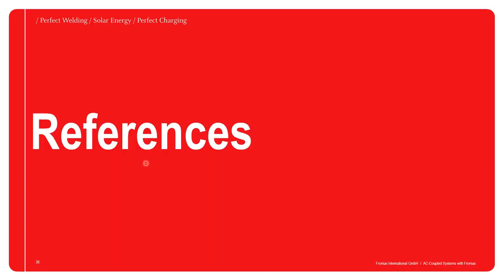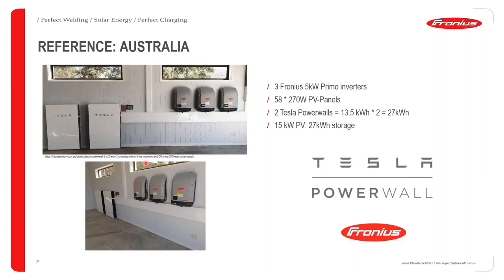Okay, let me show you some references of the Fronius Tesla partnership. This is a reference in Australia, where they have three Fronius 5 kilowatt Primos. What they have attached to these three Fronius 5 kilowatt Primos is 58 by 270 watt PV panels, okay, which is evenly distributed amongst these three Fronius inverters. They then also have two Tesla Powerwalls installed. And this gives you a battery storage of 13.5 kilowatt hours times two, which is 27 kilowatt hours. If you're looking at the ratios, we have 15 kilowatt peak of PV to 27 kilowatt hours of storage.